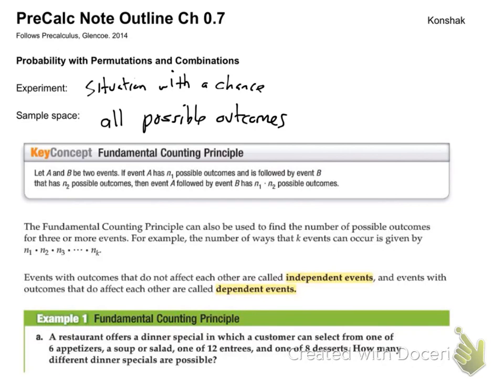So now we're going to go into a concept that should definitely be ringing a bell from last year in geotrig. The fundamental counting principle, without having to be so wordy: if A things happen A ways, and B things happen B ways, and I stack one after another, then the total number of outcomes would be A times B. Does that kind of make sense?